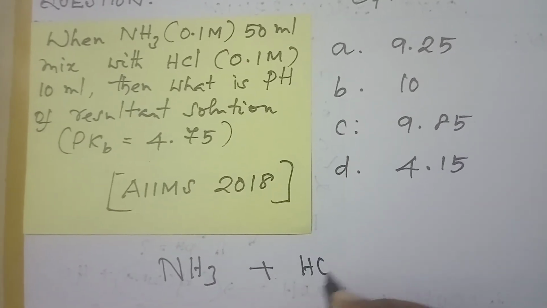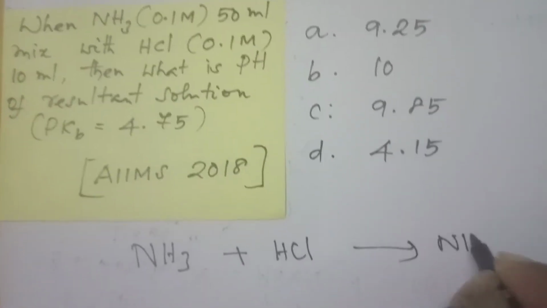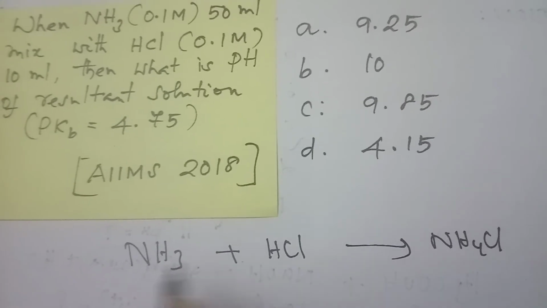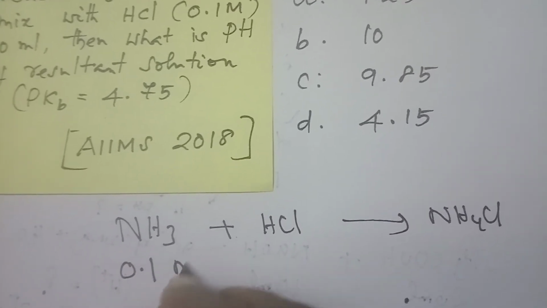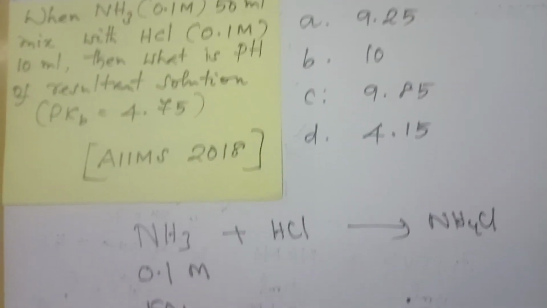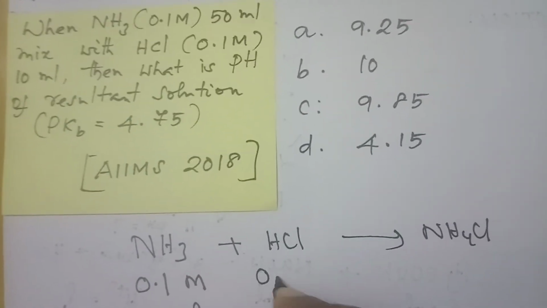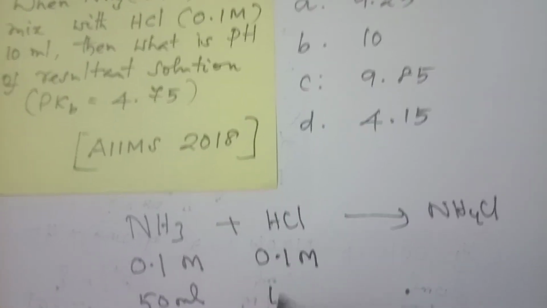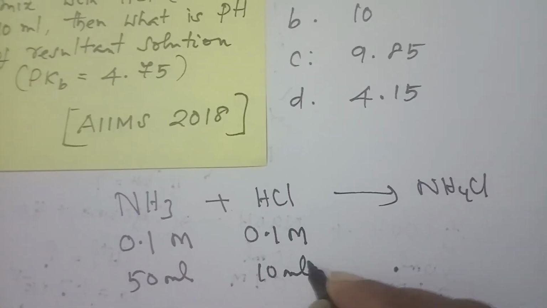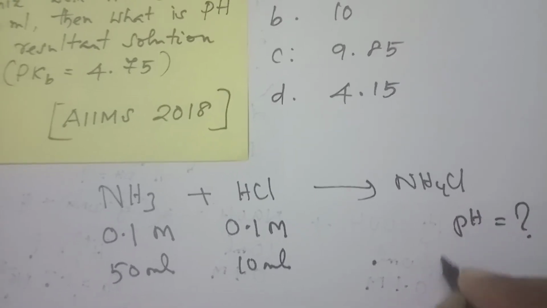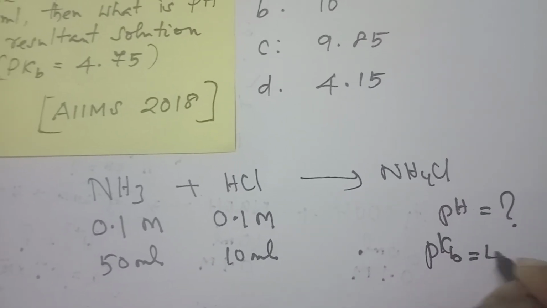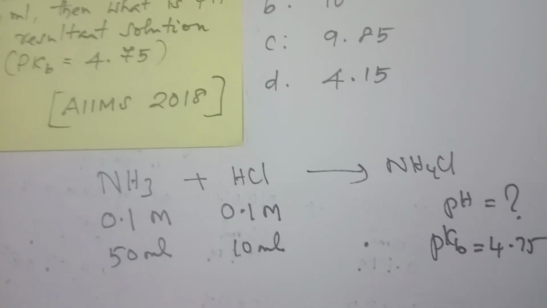Ammonia with the hydrochloric acid gives ammonium chloride. This is the formation. The ammonia concentration is 0.1 molarity and the volume is 50 ml. Hydrochloric acid is 0.1 molarity and the volume is 10 ml. And the question is what is the pH of the resultant solution? And pKb is equal to 4.75. These are the details available.